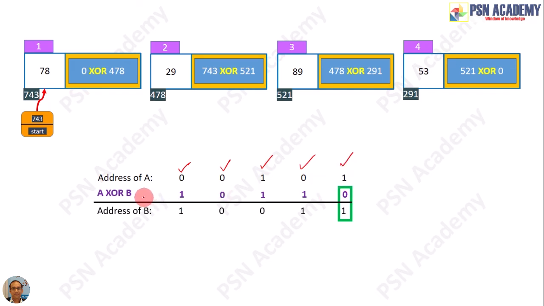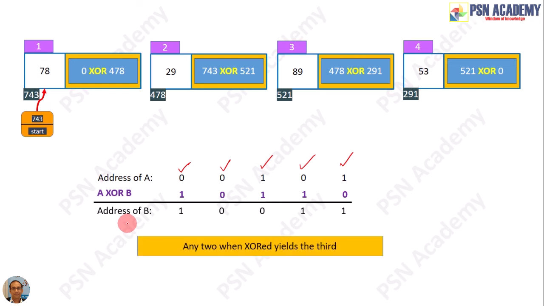So the interesting thing is that out of these three, you take any pair and XOR it and you will get the third one, right? You XOR A and B, you get this XORed value. You XOR A and the XORed value, then you get B. And if you XOR this XORed value and B, you will get A, right?